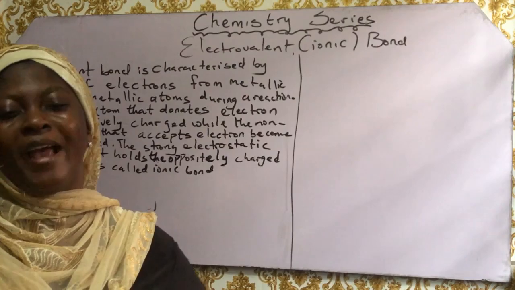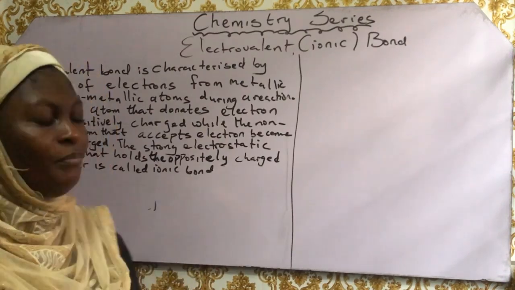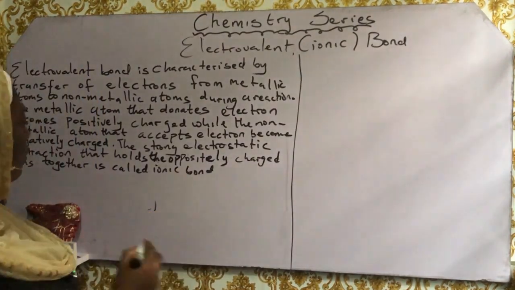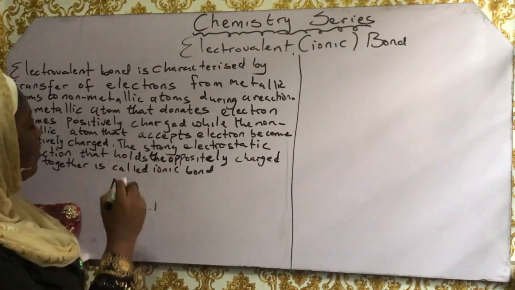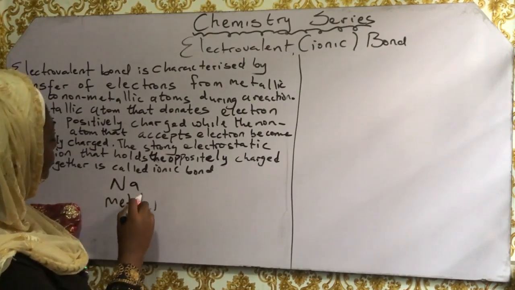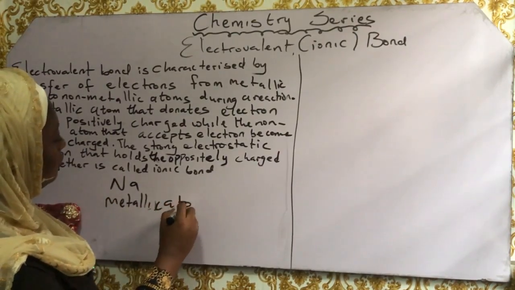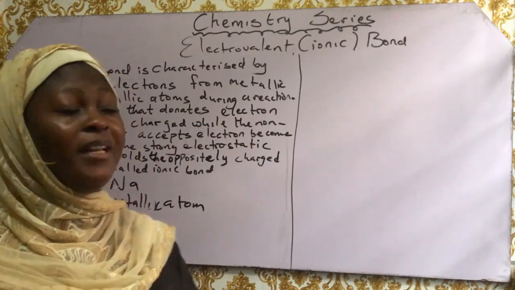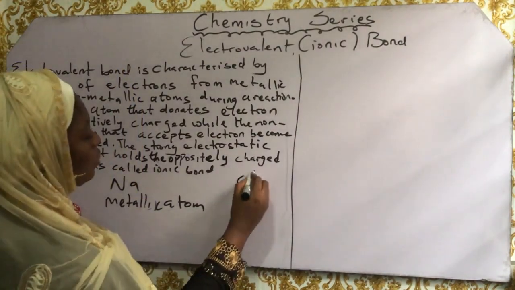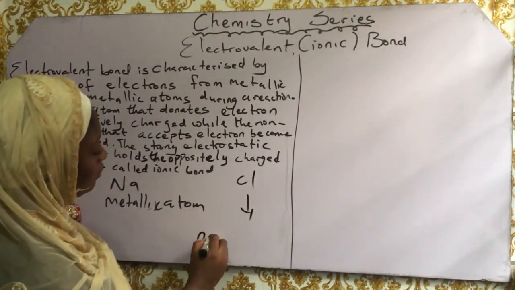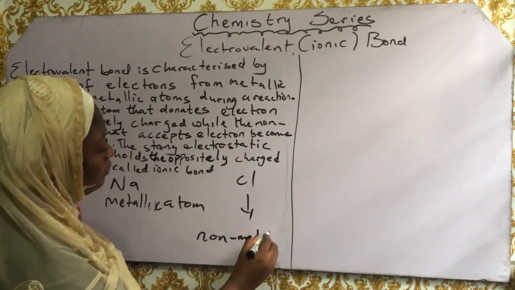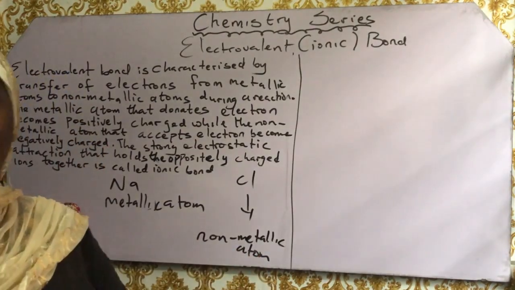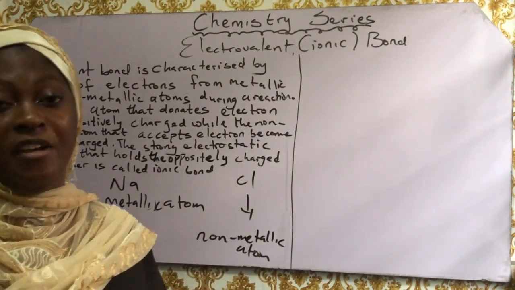Now let's try to explain this to get a better understanding. We said an example of a metallic atom is the sodium atom. Metallic atom. And an example of a non-metallic atom is the chlorine atom. So non-metallic, you have chlorine. Now let's see an example of the formation of an ionic bond.